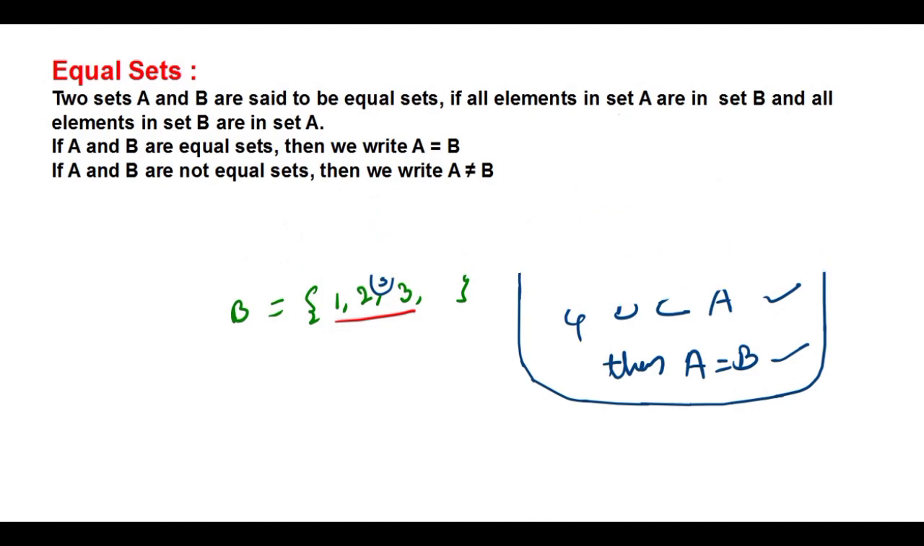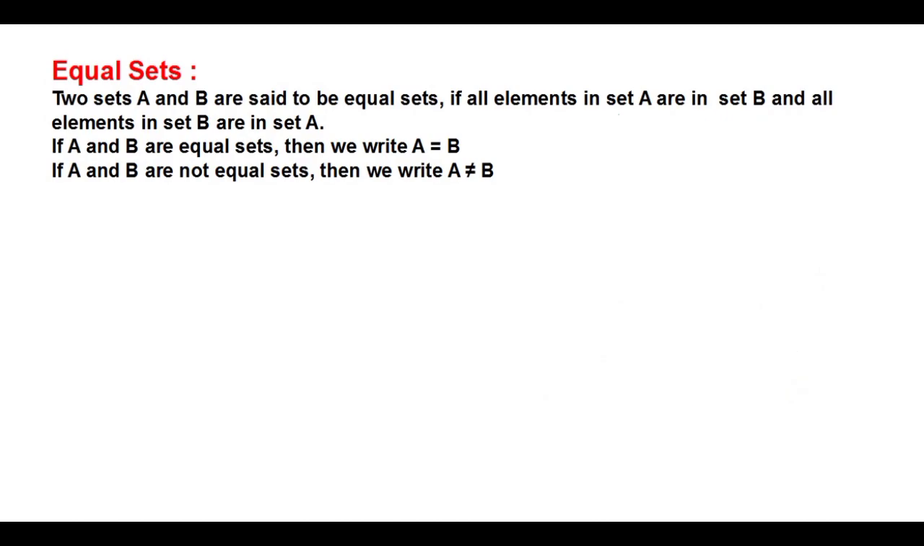And there are some note points. We should go through those note points here. If A and B are equal sets, then we write A equal to B. If A and B are not equal sets, then we write A is not equal to B. And how do we write an equivalent set? An equivalent set should be written like this. This means the number of elements are equal but not the same elements. Don't forget. Okay, this is about equal sets.